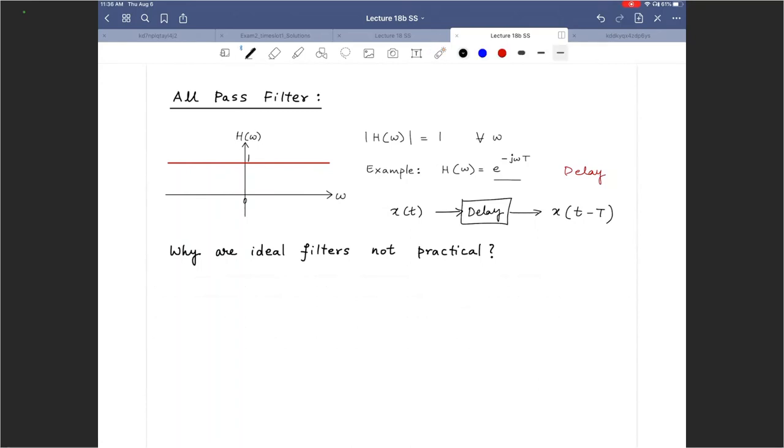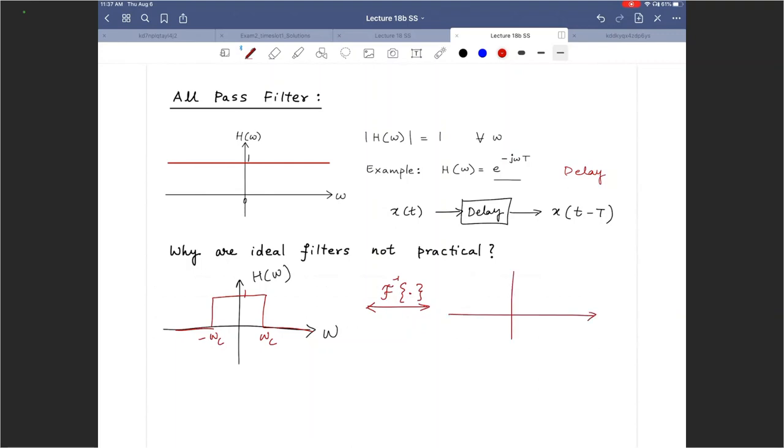The reason for that is, if you look at the frequency response H of omega for a low pass filter, what was it? It was a brick wall filter, right? A rectangle between some omega c and minus omega c, with some gain 1. What does that mean in terms of its impulse response? If you take the inverse Fourier transform of this to go from H of omega back to H of t, what shape do you get in time?